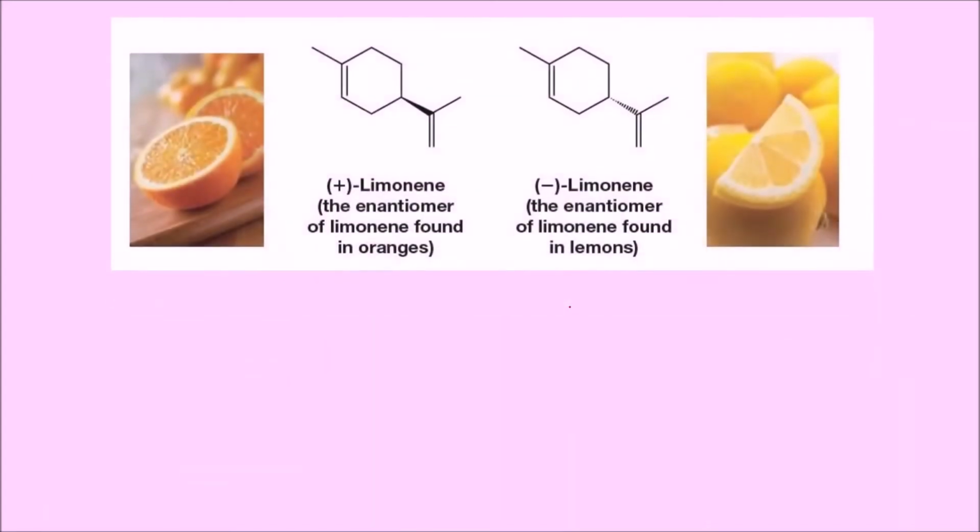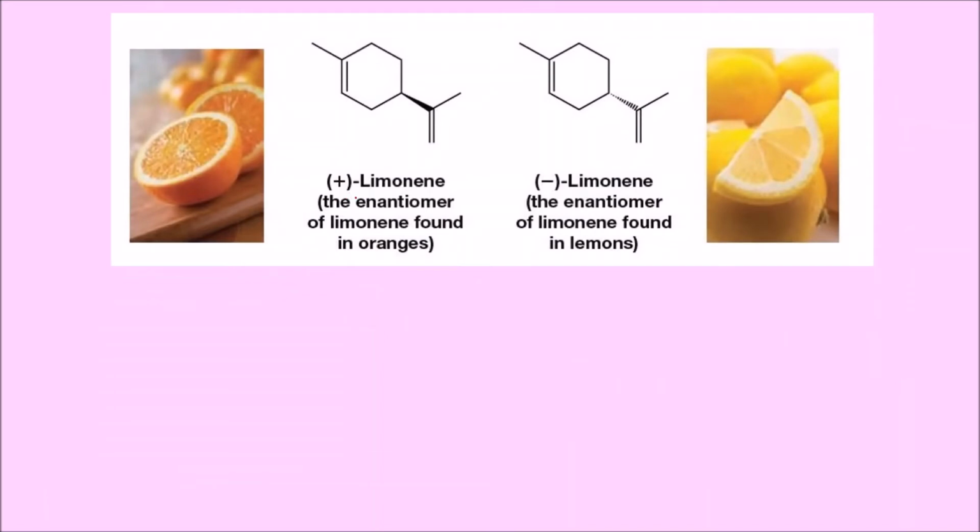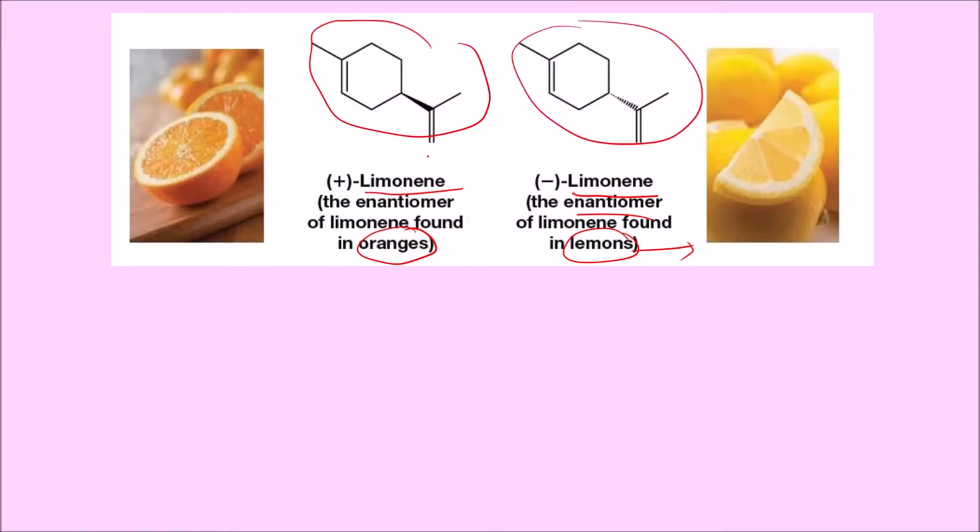We had discussed in the last video that one of the enantiomers of limonene is present in oranges, whereas the same molecule of different stereochemistry, the minus limonene, the other enantiomer, is present in lemon. So although more or less the same molecules, only the stereochemistry is different. They are present in two different natural products. One is present in oranges and the other is present in lemons.